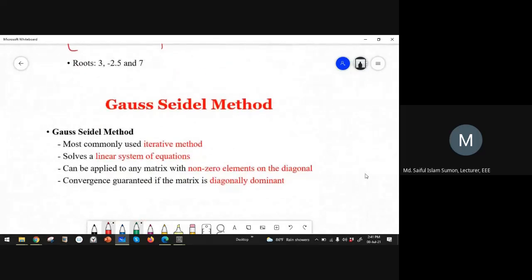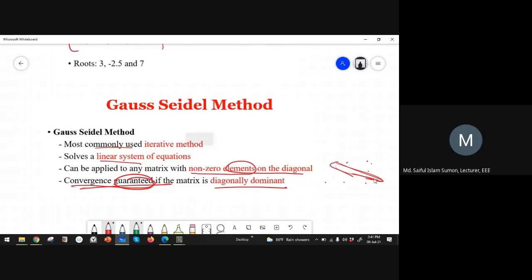And it's the most commonly used iterative method, and it solves linear systems of equations. You know all these things, I hope. And it can be applied to any matrix with non-zero elements on the diagonal. That means if the diagonal elements are non-zero, then it can be applied, and the convergence is guaranteed only if it's diagonally dominant. If not diagonally dominant, then the convergence is not guaranteed.